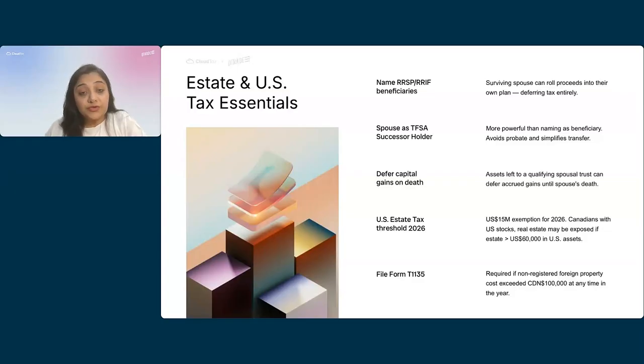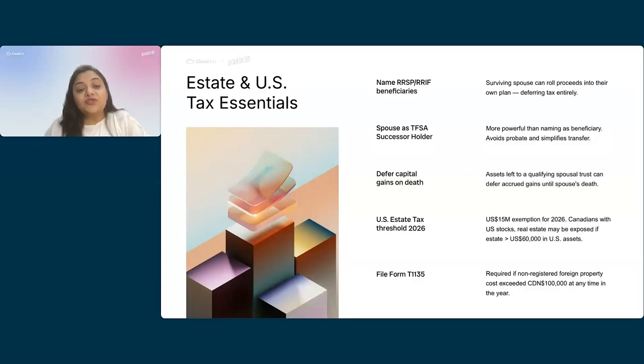Now, here's the good news. There is an important exception. If assets pass to your spouse or a spousal trust, that tax hit is deferred. Basically, CRA is saying, all right, we'll let this one go for now, but we will be back. What this means is no tax at the first death, which can make a huge difference in preserving wealth and avoiding a sudden financial burden for the family.